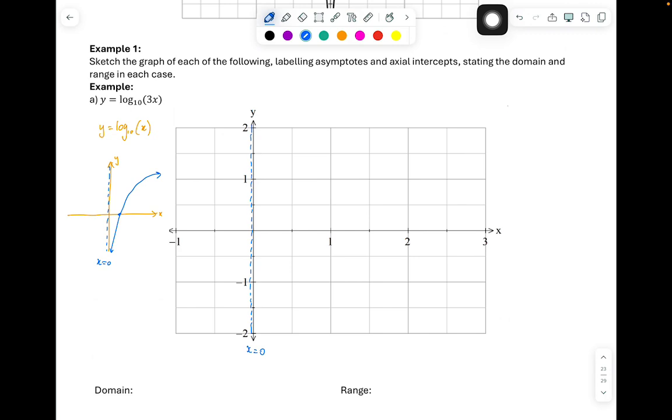Next, we're going to find our x-intercept, and we can find our x-intercept here by letting y equal to 0, which means that we have log base 10 of 3x equals to 0. If we take the log base 10 across the other side, our base stays the same as 10, and the 0 becomes the power. 10 to the power 0 is 1. And so if we solve this, we divide both sides by 3, and our x-intercept is 1/3. I'm going to label that in, and I'll draw the coordinate later.